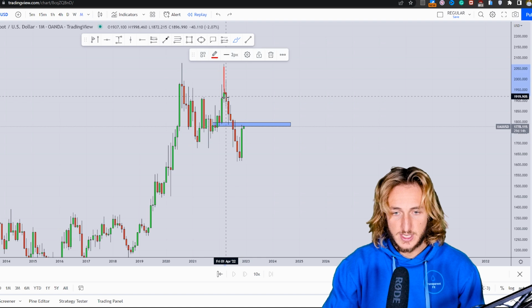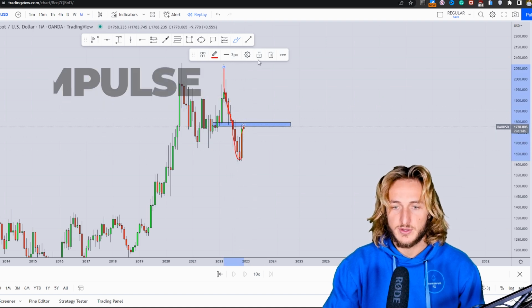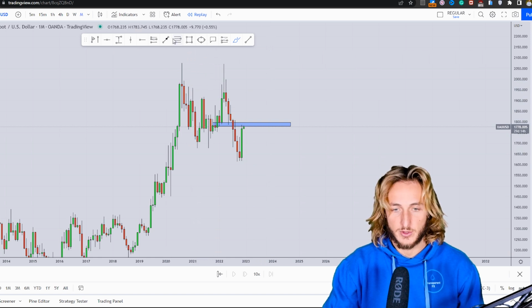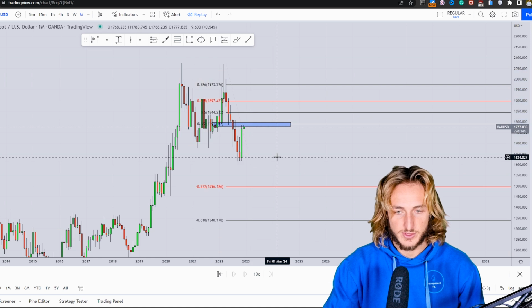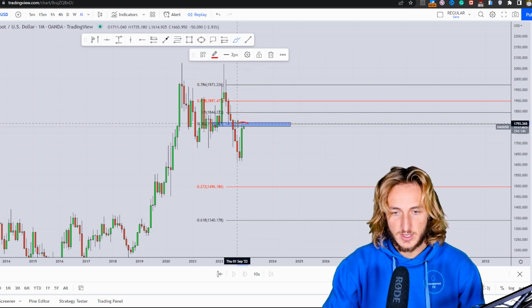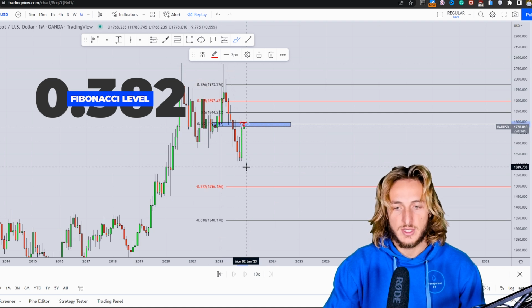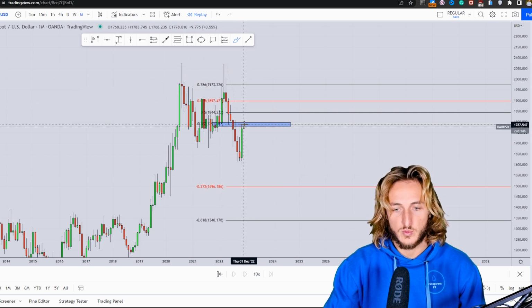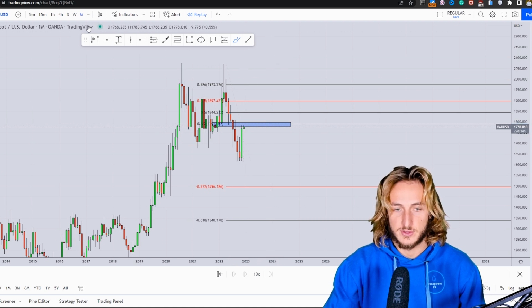We can also notice how this movement is an impulse and this is a correction. And in general, after an impulse, if you want to measure the correction, you have to take your Fibonacci from the high to the low of the impulse. And if we do that, we can see how the market at the moment is testing exactly the 0.32 of the Fibonacci taken on this monthly impulse, which once again, as I said previously, is a very strong resistance zone.